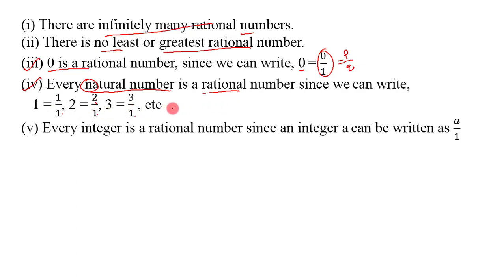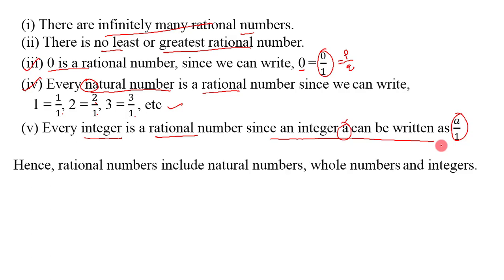Next, in the same manner, every integer is a rational number, since every integer can be written in the form of a by 1. If you take an integer as a, then a can be written in the form of a by 1, which is in the form of p by q. That's why we say that every integer is a rational number.